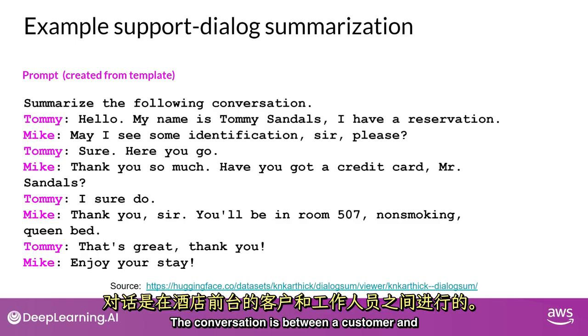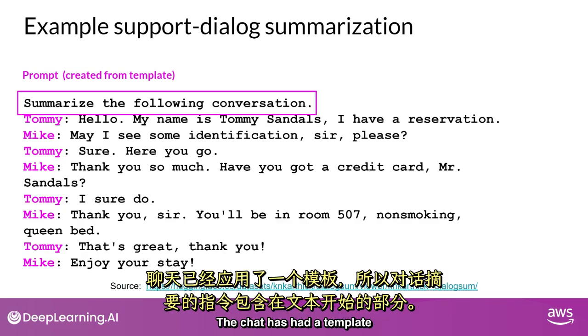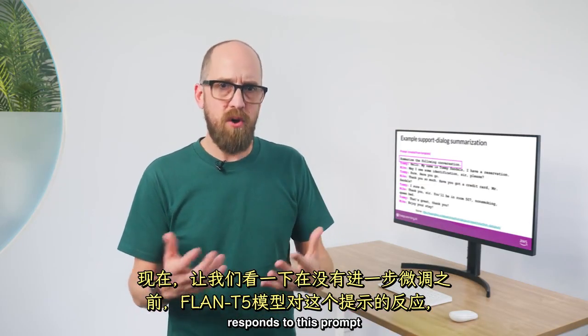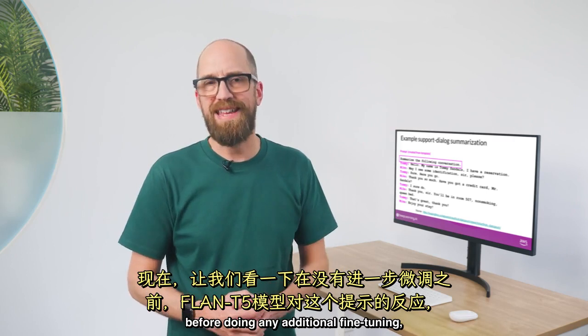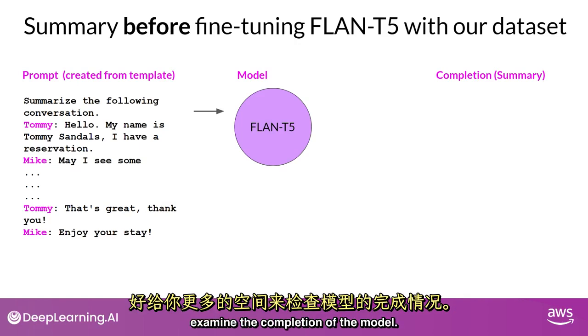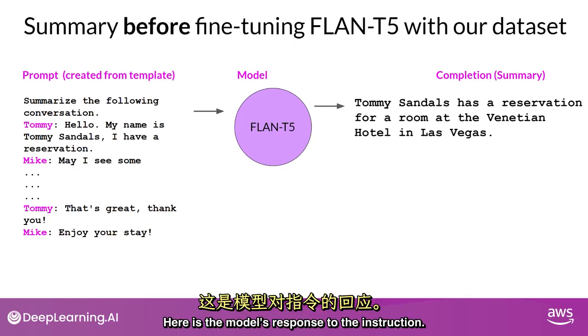The conversation is between a customer and a staff member at a hotel check-in desk. The chat has had a template applied so that the instruction to summarize the conversation is included at the start of the text. Now, let's take a look at how FLAN T5 responds to this prompt before doing any additional fine-tuning. Note that the prompt is now condensed on the left to give you more room to examine the completion of the model. Here is the model's response to the instruction.